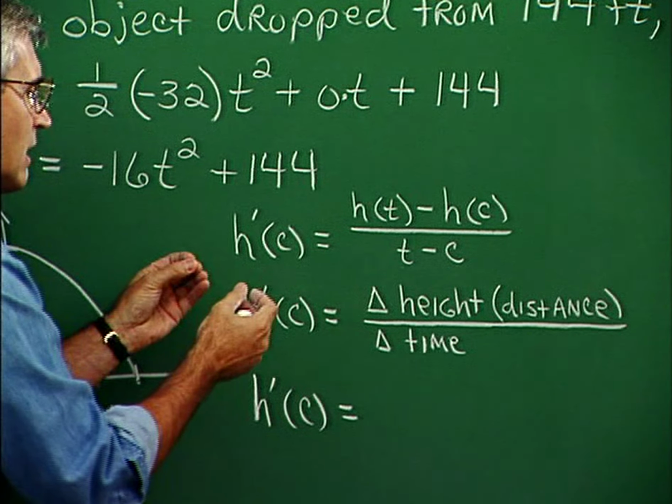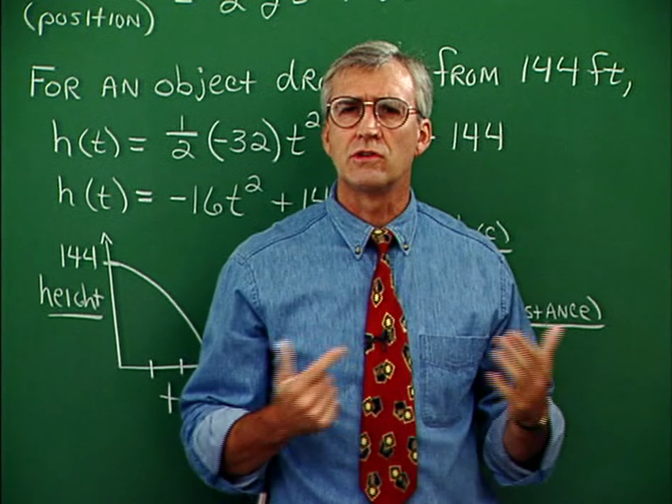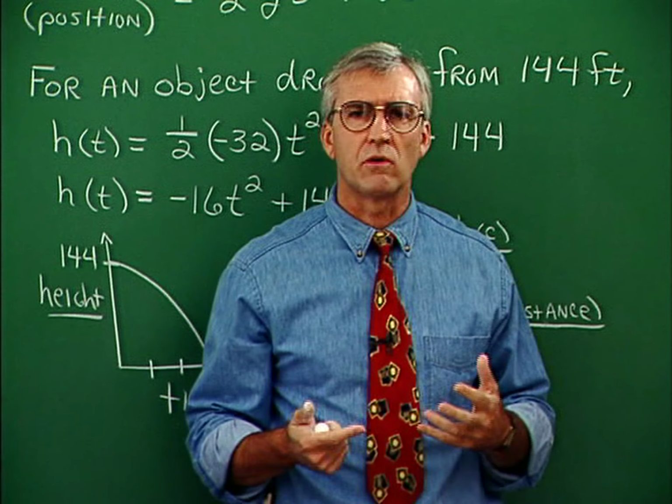Now, t minus c, if we're talking about horizontal values here, the horizontal axis is the time axis. So this is just some change in time. Now, so we have a change in height over change in time. Distance over time. Distance over time, that kind of rings a bell. Distance, time. Oh, we had a relationship involving distance, time, and rate.